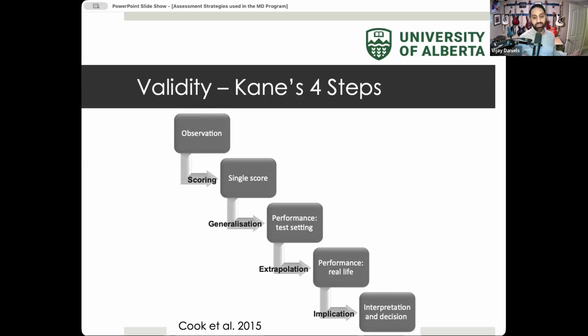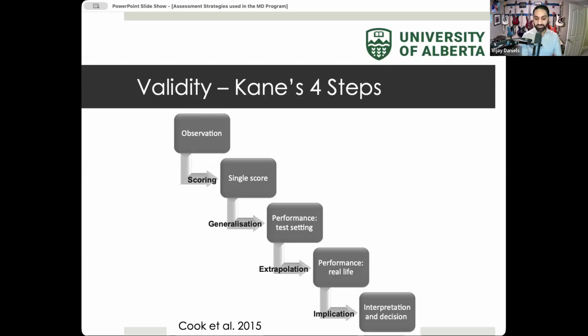Extrapolation, this is why I love Kane's example compared to others. Extrapolation is, how well does the test extrapolate to real life? So if I said we only did MCQs in the MD program, we didn't care about workplace-based assessment, we didn't care about clinical skills, I think all of you would say that's completely inappropriate. And that's because MCQs do not have a lot of evidence for extrapolation to real life. Whereas OSCEs would be closer and workplace-based assessment even better.